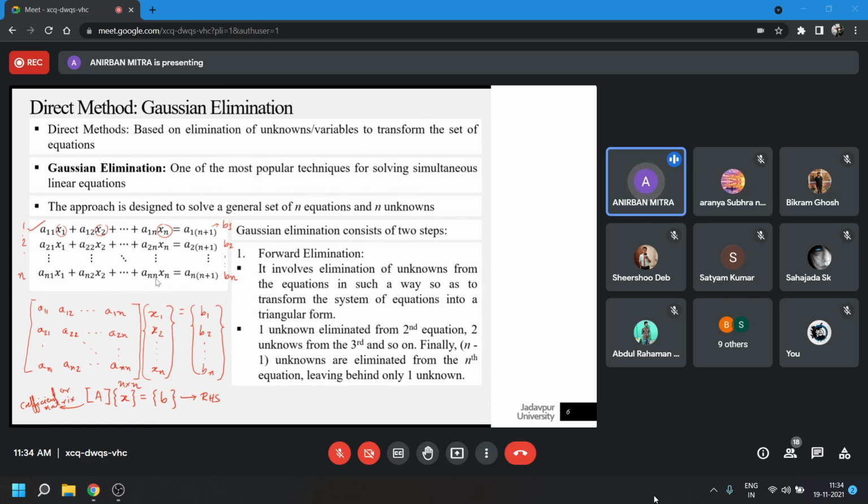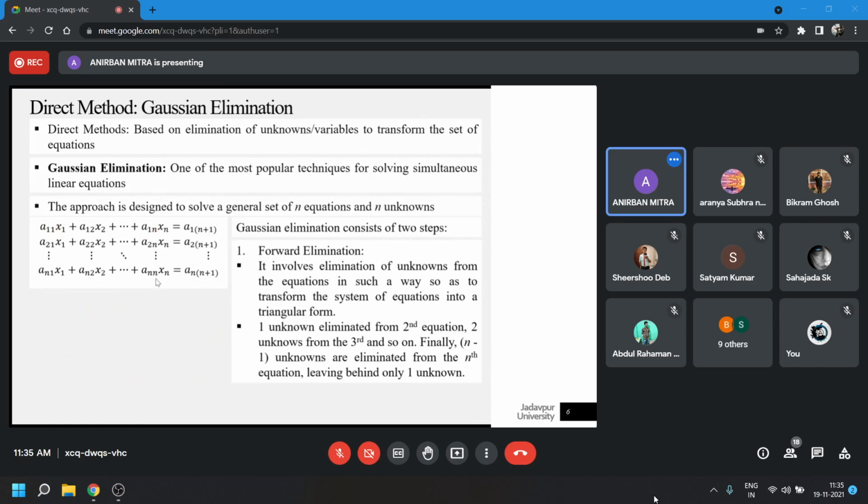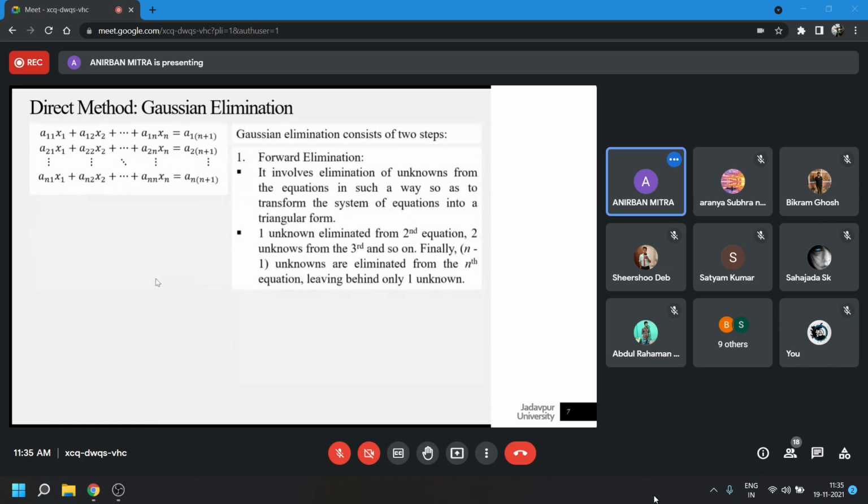And what is the advantage of that? You can simply calculate the value of that unknown by dividing the right hand side by the coefficient. And once you have done that, you are actually at the back substitution stage. So that is the second part of the Gaussian elimination procedure.